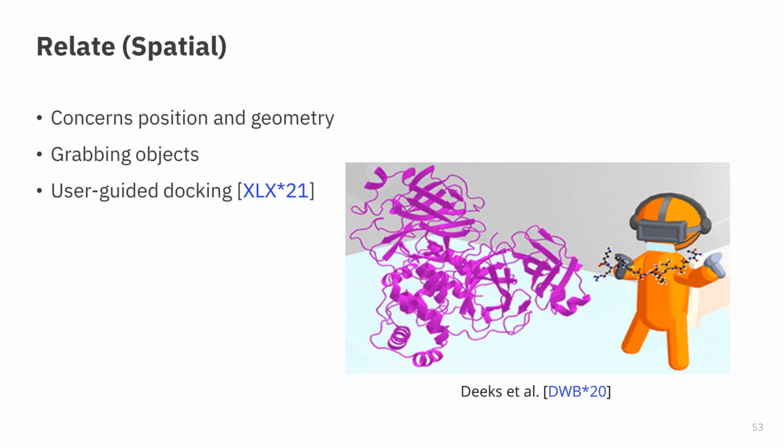This typically concerns 2 spatial properties: the position and geometry of objects. In virtual reality, users can relate these 2 properties by grabbing the 2 objects and positioning them side by side. In this way, the users can, for example, try to fit another small molecule into a pocket in a protein to understand the interaction between them.